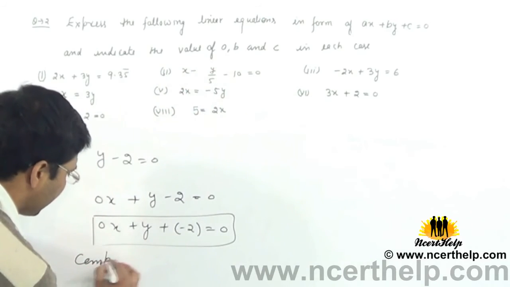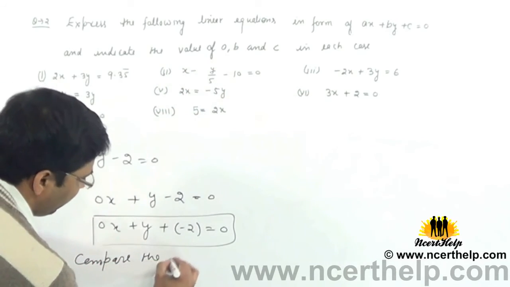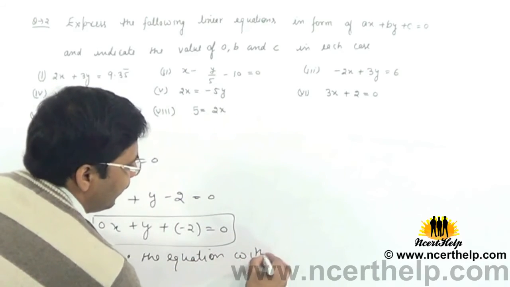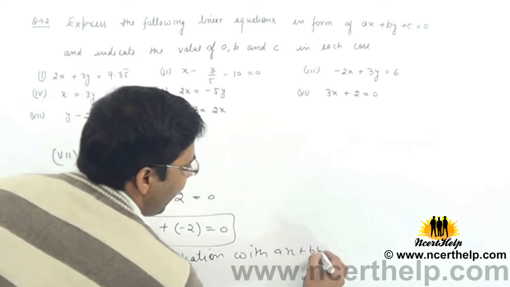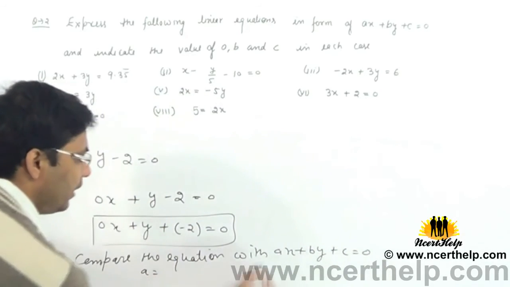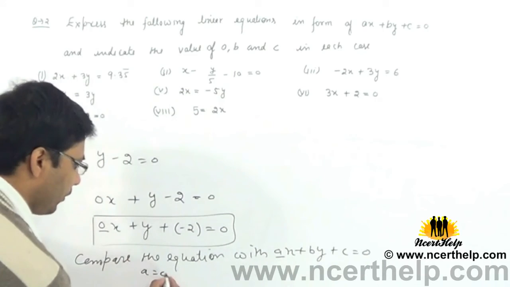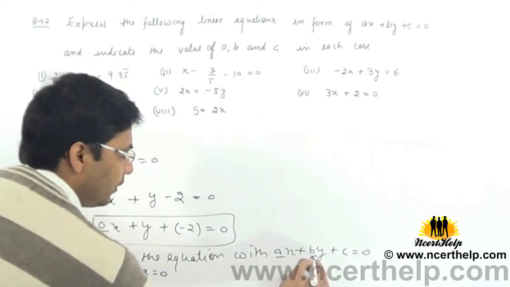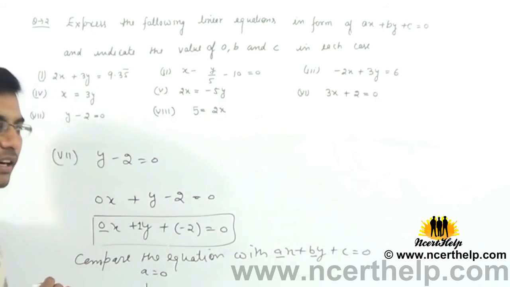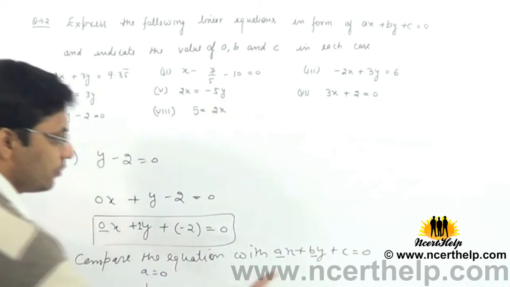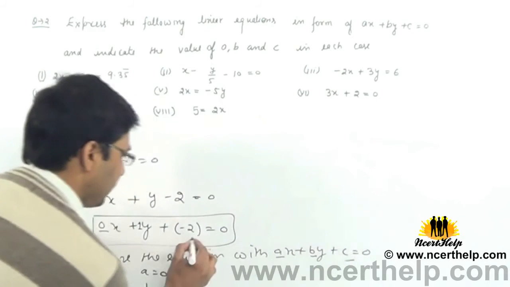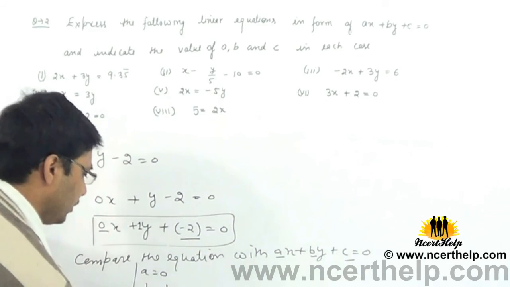Compare our equation with ax plus by plus c equals 0, and here we will get a equals 0, b equals 1, because 1 is always hidden before any variable, so b equals 1 and c equals minus 2. So this is the answer.